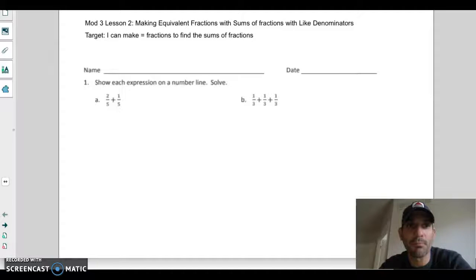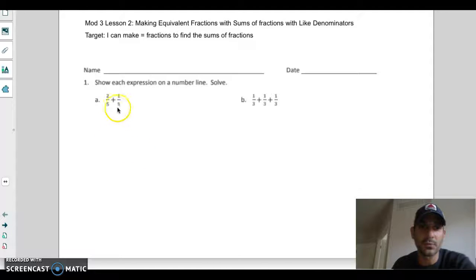We're on lesson mod 3. We're going to start on lesson 2. So it's going to start off pretty simple, but we're going to build and build and build. This is why we're going to make equivalent fractions with sums of fractions with like denominators. But here on this one, we're going to be using number lines.